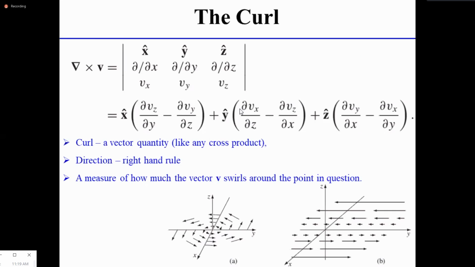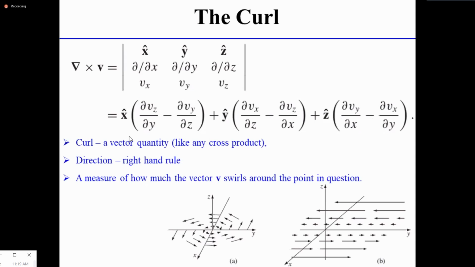Okay, so next thing is curl. Curl of a vector function v is given by del cross v, and del cross v, like the normal cross product of two vectors, can be given in this determinant form. We'll have x cap, y cap, z cap for the components, then del over del x, del over del y, del over del z for the components of del, and then vx, vy, vz for the components of v. This can then be written as this summation here of x, y, and z components.